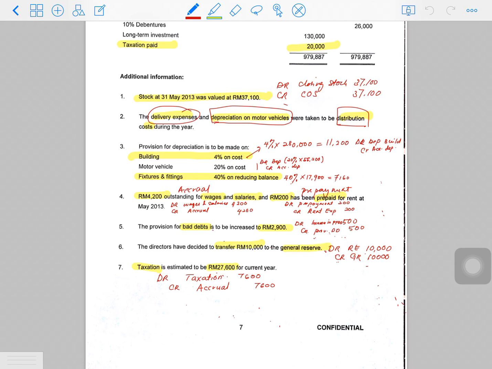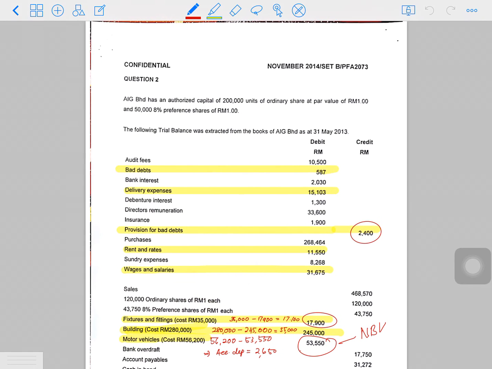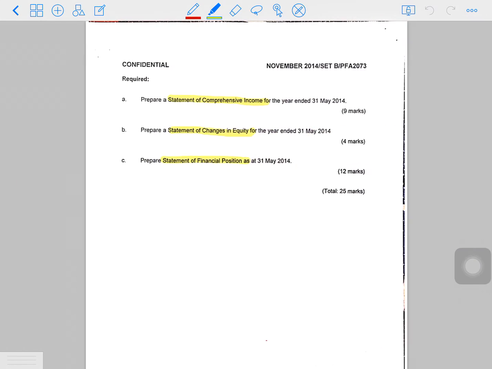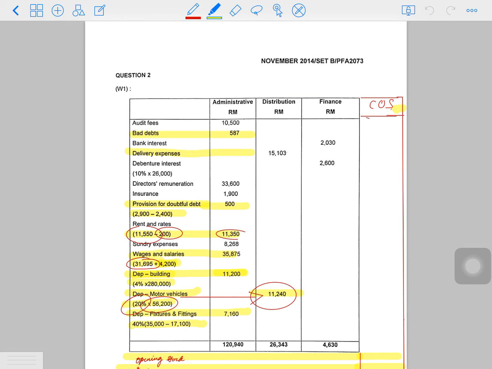Therefore, once we have done all the adjustments, we need to do the items in the trial balance, item by item. First, we look at audit. The first item here, audit fees. We will put it in the admin expense category, right? Audit fees go into admin expense, 10,500.